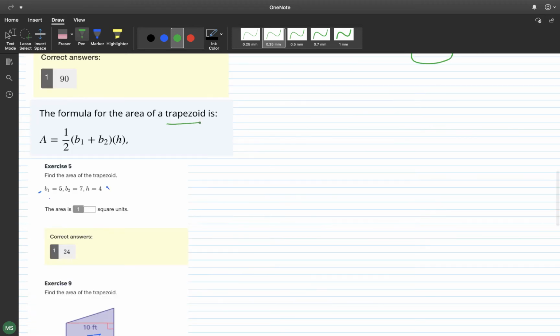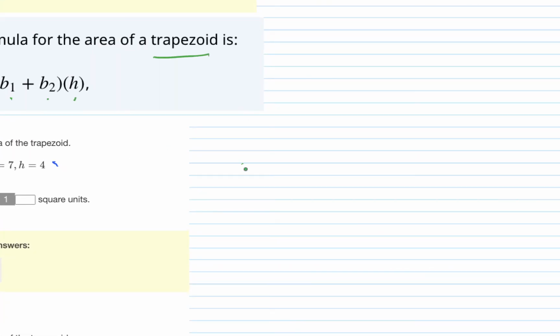Now we are finding the area of trapezoids. Okay, so here's our formula. It looks like a crazy formula, but it's actually really easy. All you're doing is just adding base 1 plus base 2 and then multiplying that by your height. Just do the first problem together.